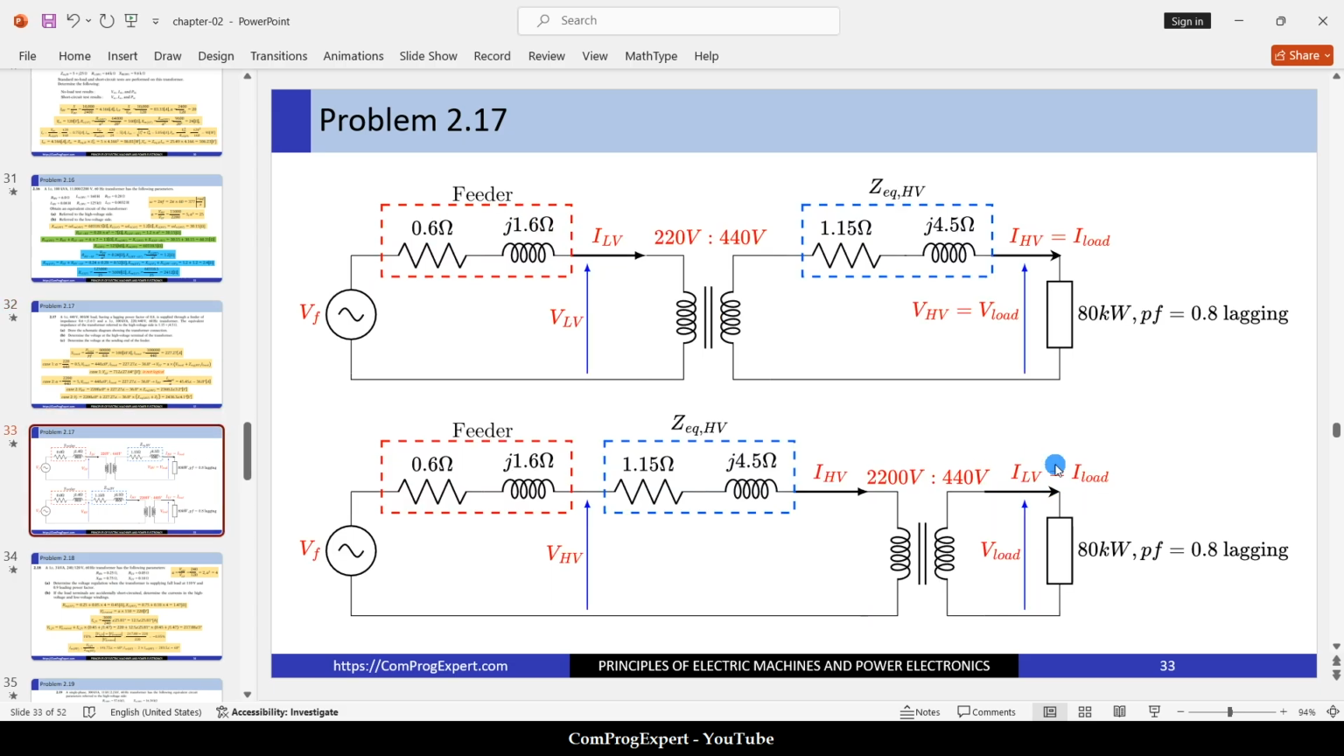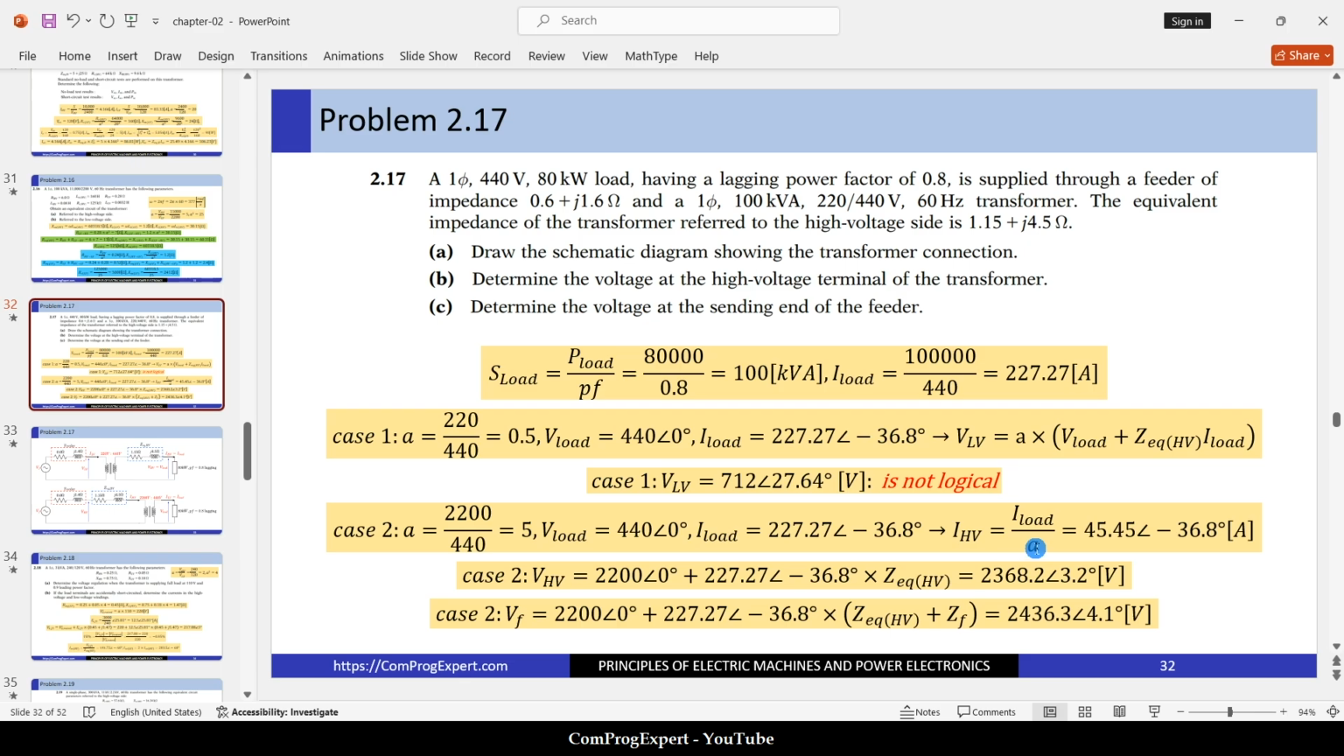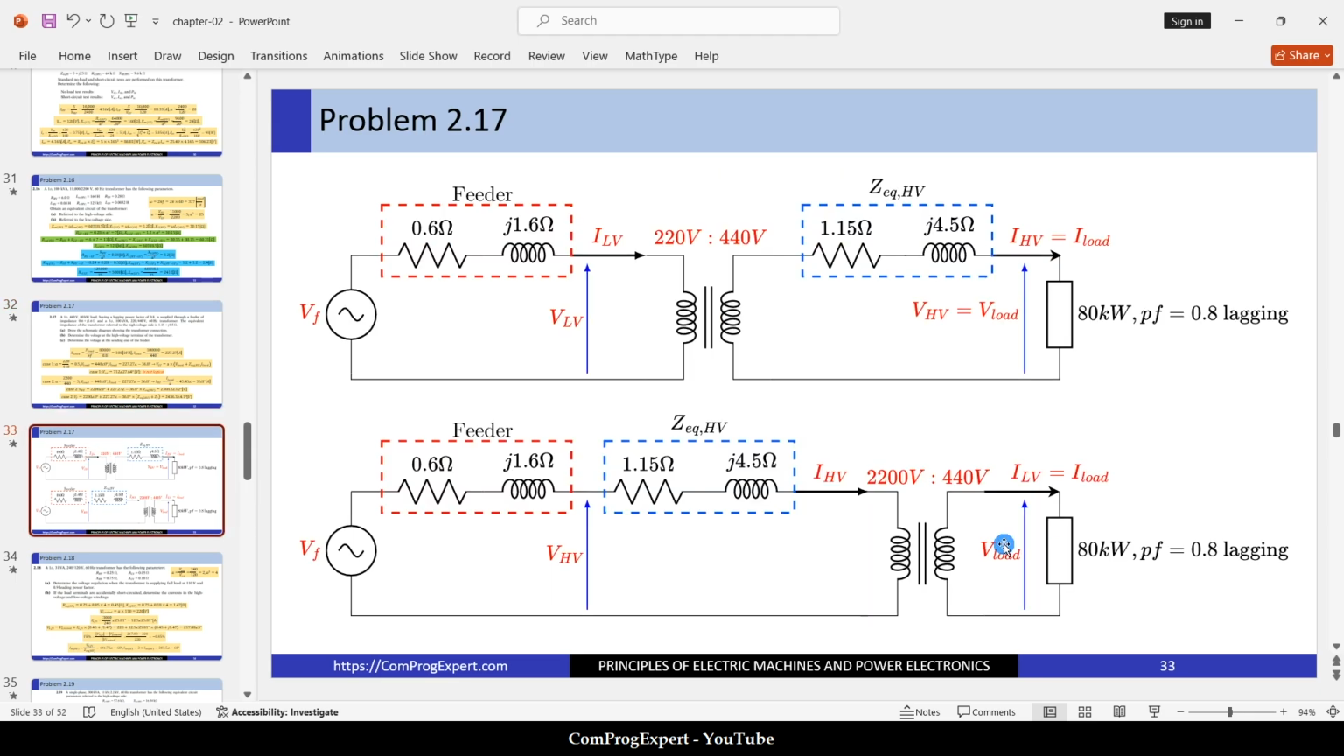When we know the value of the current here, we can transfer it to the primary side using this equation, divided by A, the transformer turns ratio. And this is the value of the voltage for part B, the voltage at the high voltage terminal of the transformer, equal to this number. Okay, this is the V2 prime. Actually, this is the load voltage transferred to the primary.